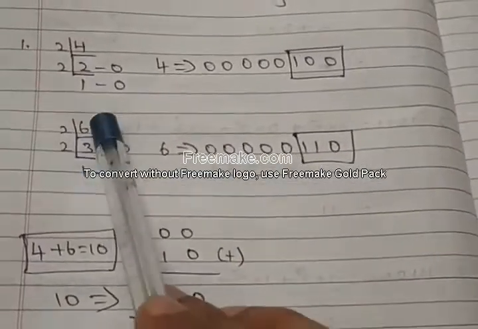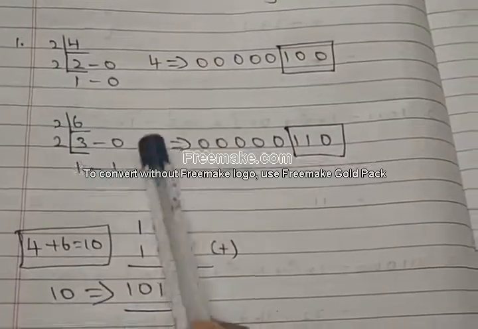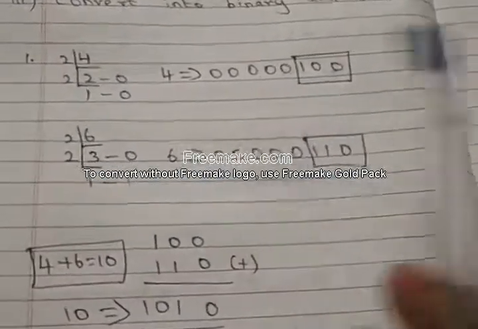Next, the answer for 6. 6, 3 times it will go by 2. Then 3, 1 time it will go. So the answer is 1 1 0. So 1 1 0. Add 5 digits to make it 8 bit.